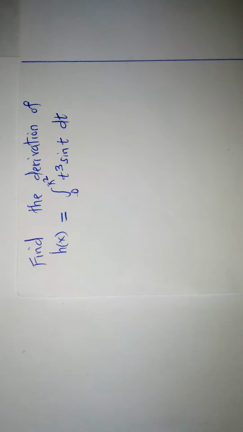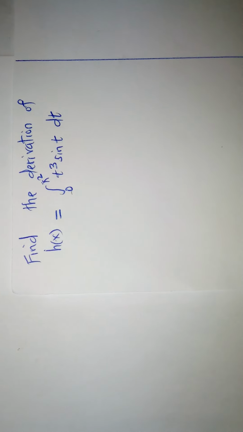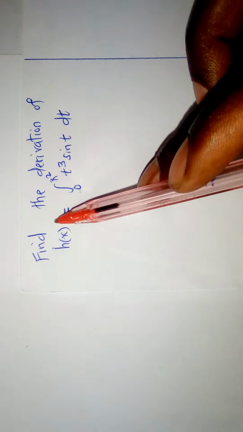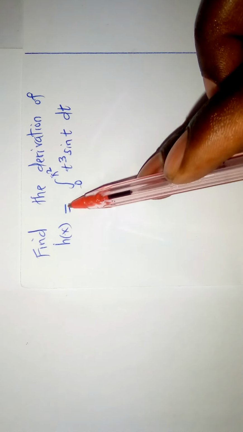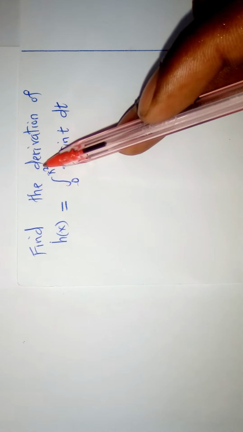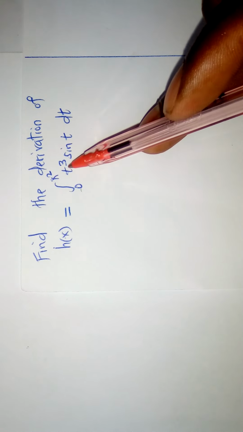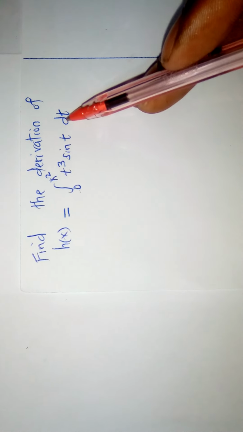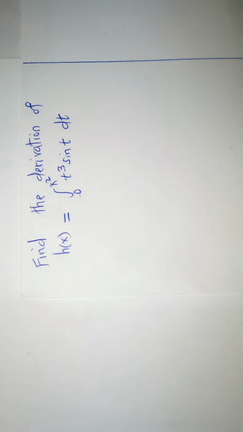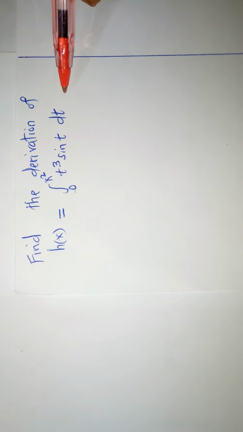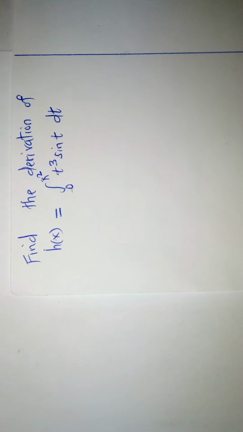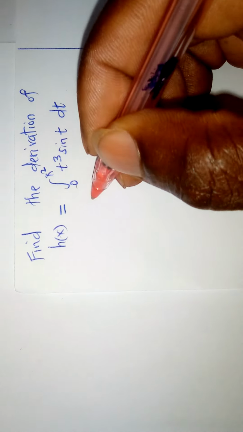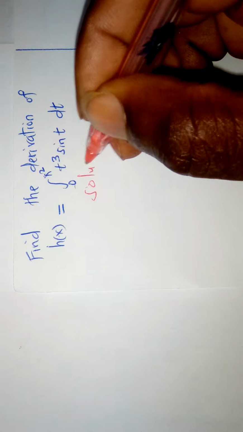Now here with me, I have a question here under class 2. So the question is, find the derivative of h(x) equals the integral from 0 to x squared of t cubed sine t dt. Now you've been given this equation here, so your work is to solve it. So how can I work this out? You are supposed to come here and say, solution.